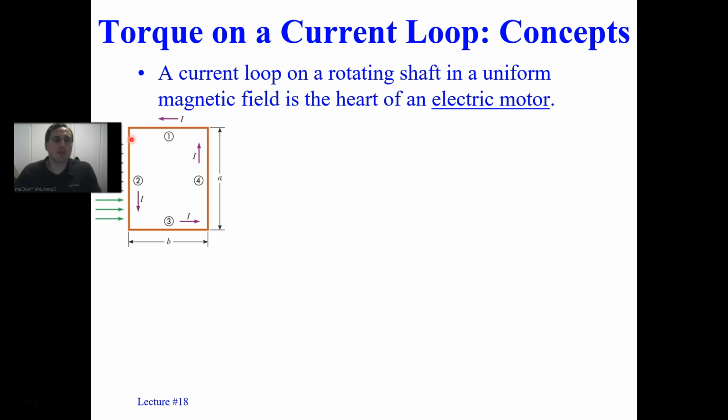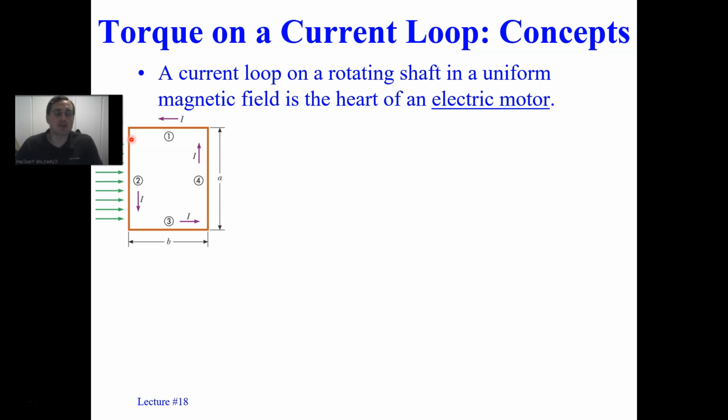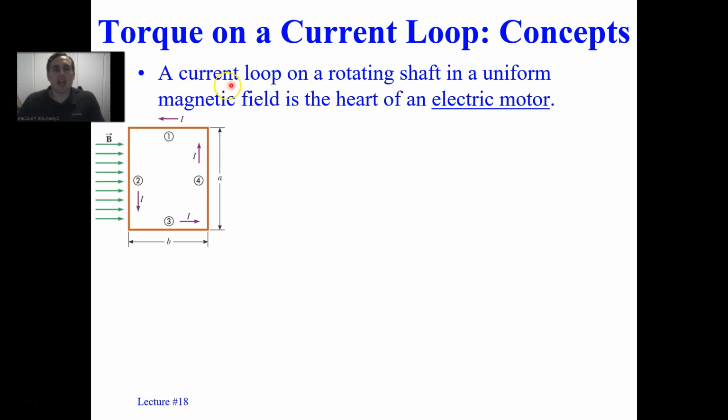This is actually really important to the concept of electric motors. A current loop on a rotating shaft in a uniform magnetic field is the heart of an electric motor. So let's imagine we have a uniform magnetic field that points from left to right in this diagram. And let's suppose we have electric current running in this direction, which is counterclockwise in the same plane that we see depicted on the screen.